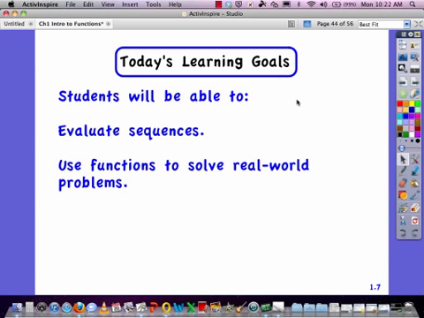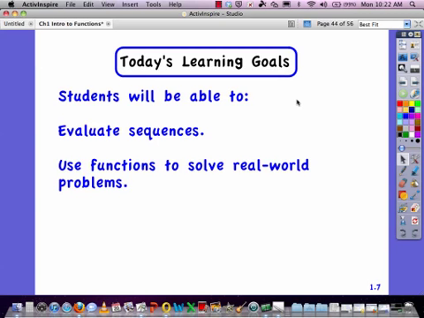Today's lesson, 1-7 from our textbook, explicit formulas for sequences. Let's start with the word explicit to begin with, even though we have our learning goals up here. We're going to be able to evaluate sequences. We're going to be able to use functions to solve real-world problems. But explicit, think back. Where does that word come from? Where have you seen it before, heard it before?